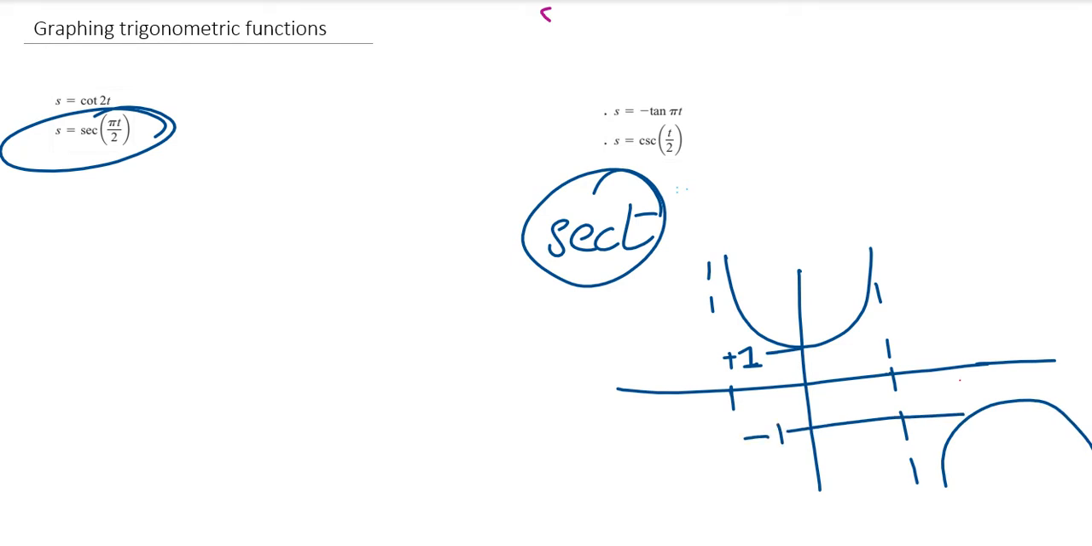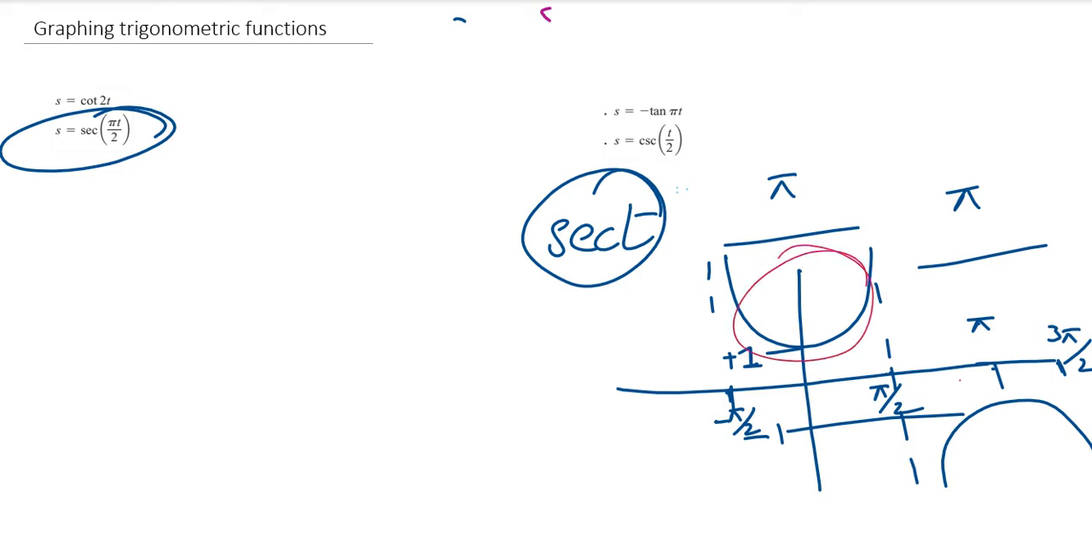Okay, negative pi by 2, pi by 2, pi, and over here 3 pi by 2 lies. So you can see that this whole region will be equal to pi and pi, because in secant we have to complete these two shapes of both directions, so the period will be equal to 2 pi.